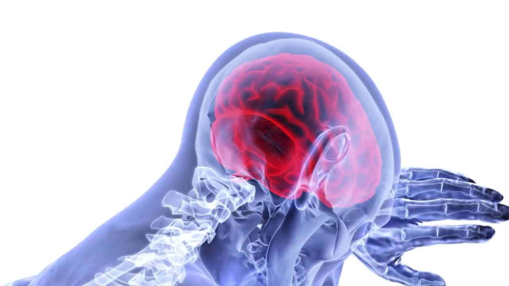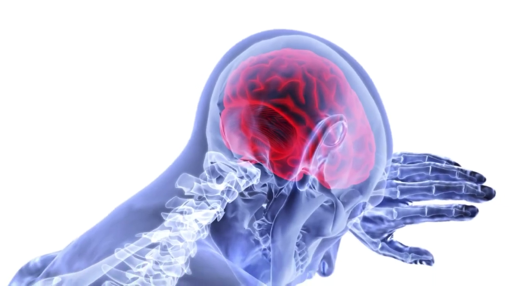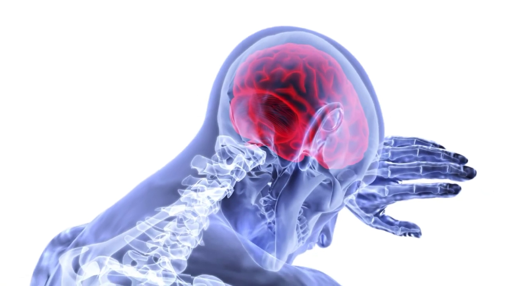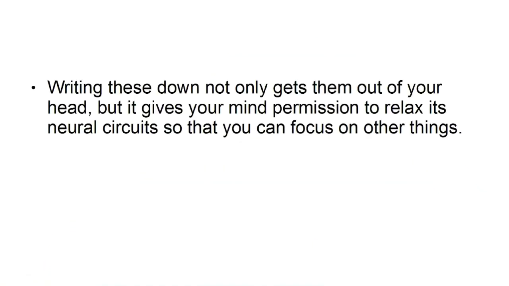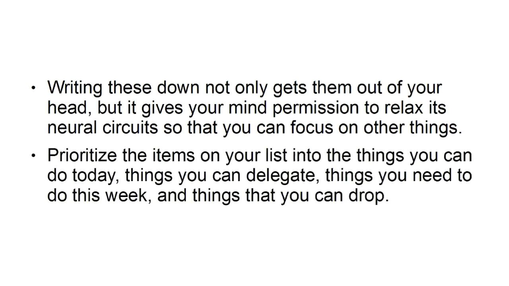Do a brain dump. Get things out of your head by creating a list of everything floating around in your mind. You can also write down any thought that interrupts your workflow the moment it happens. Writing these down not only gets them out of your head, but gives your mind permission to relax its neural circuits so that you can focus on other things. Prioritize the items on your list into the things you can do today, things you can delegate, things you need to do this week, and things that you can drop.